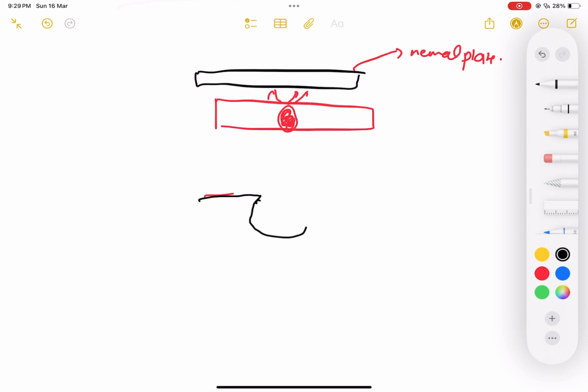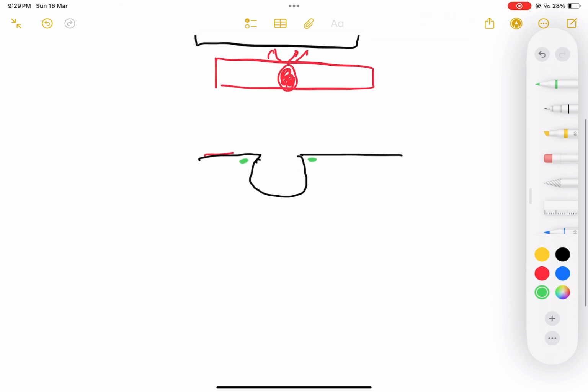So this neural plate is going to invaginate and form a neural tube like that. But remember, at the sides of your neural tube you are going to have specific cells which are known as neural crest cells. Most of you are already aware that neural crest cells contribute in formation of your peripheral nervous system. They also contribute in formation of Schwann cells and the adrenal medulla, right?